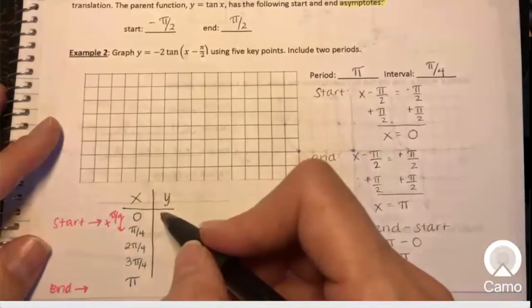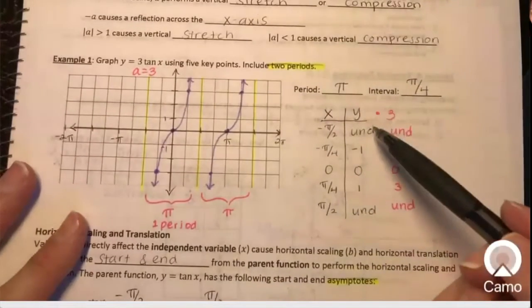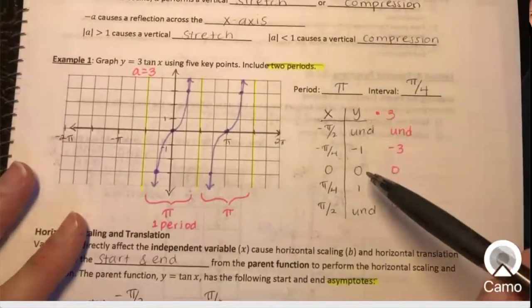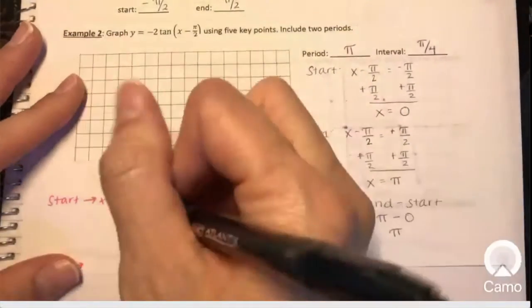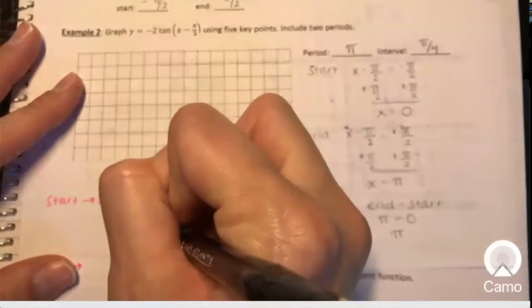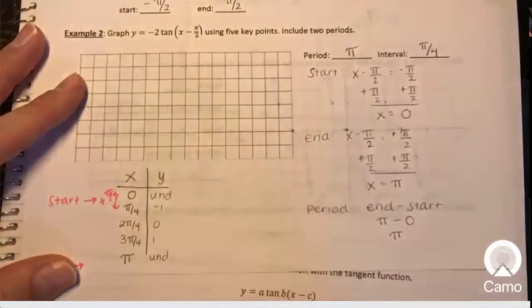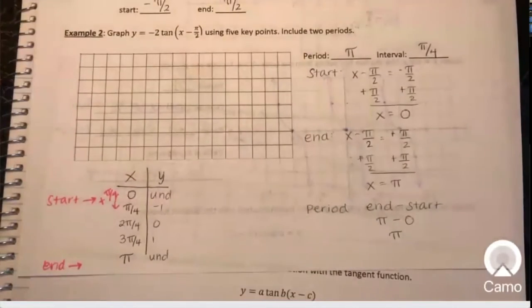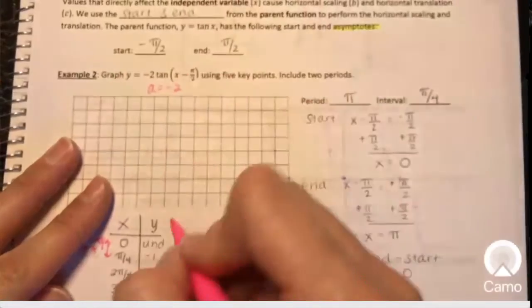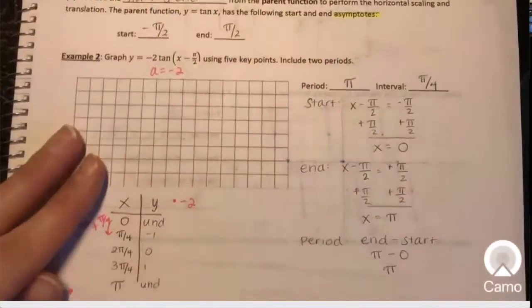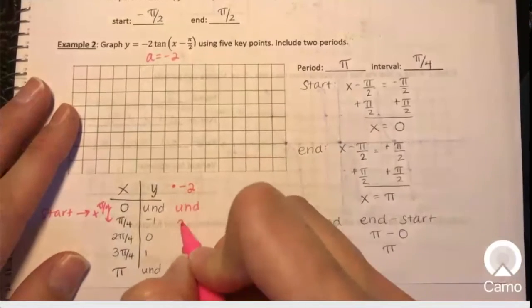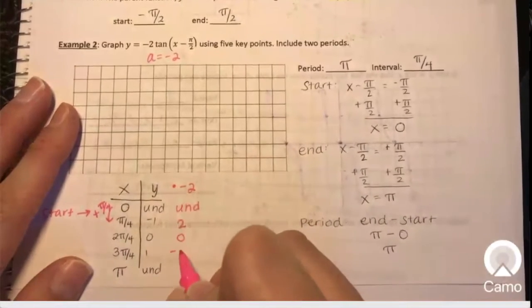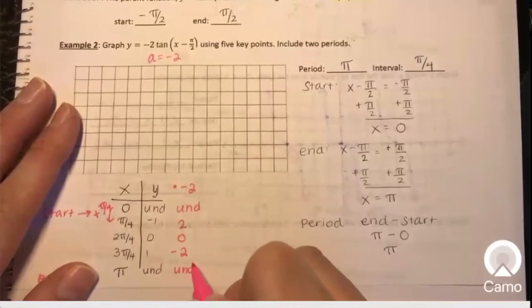Now, if you remember from our first example, we know that the parent function is undefined, -1, 0, +1, undefined. So we start with those parent function values. And then we're going to multiply that by our a value. So we can see that a equals -2. So we're going to multiply everything by -2 before we graph. This will still be undefined. This is now +2, 0, -2, undefined.